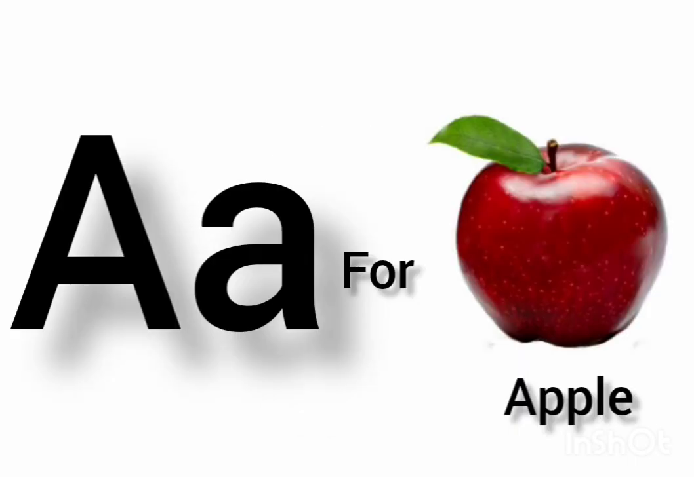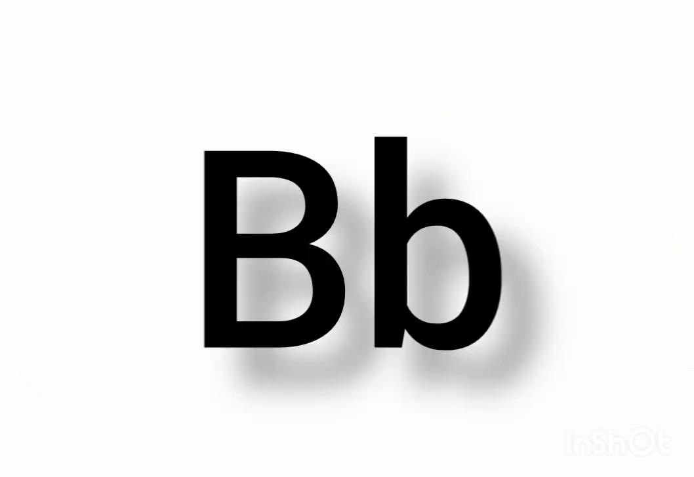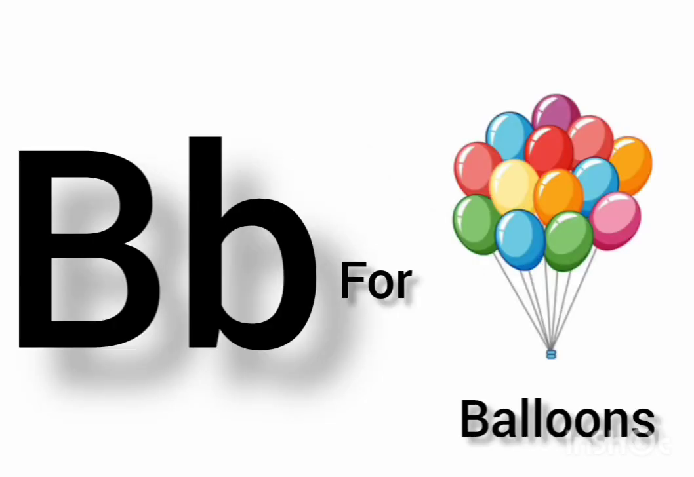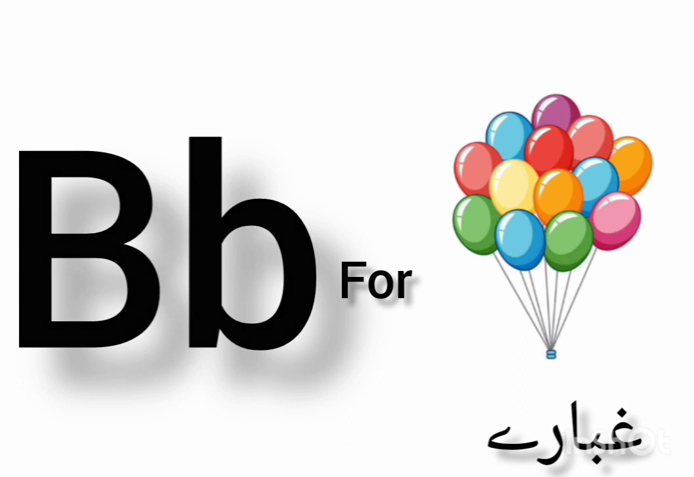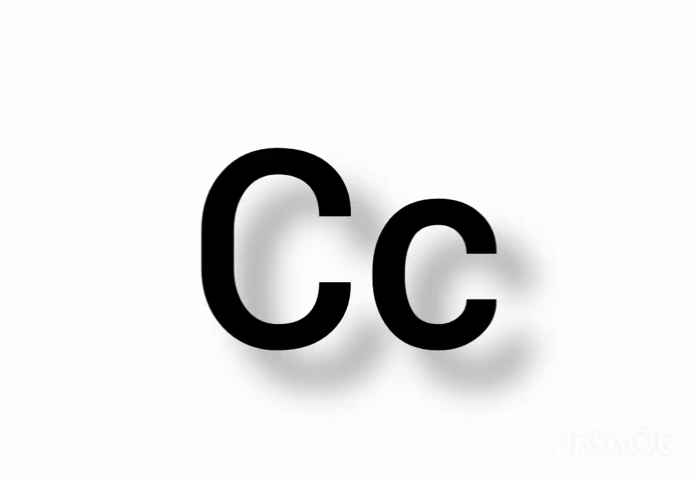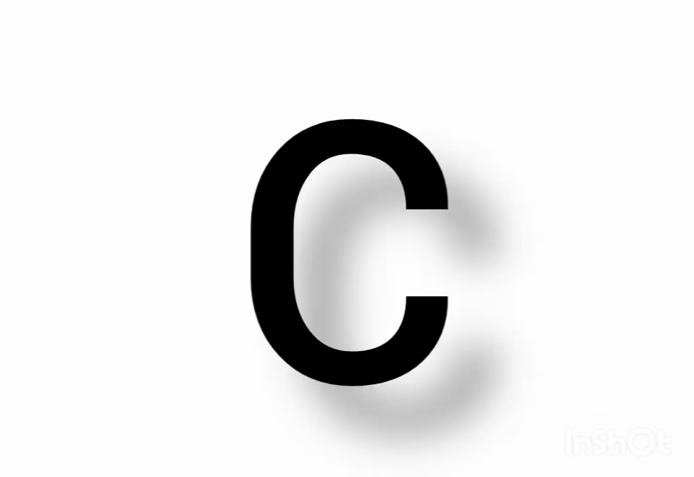This alphabet is called A. Capital A, small a. A for apple. Apple means saib. This alphabet is called B. Capital B, small b. B for balloon. Balloon means gubbare. This alphabet is called C.